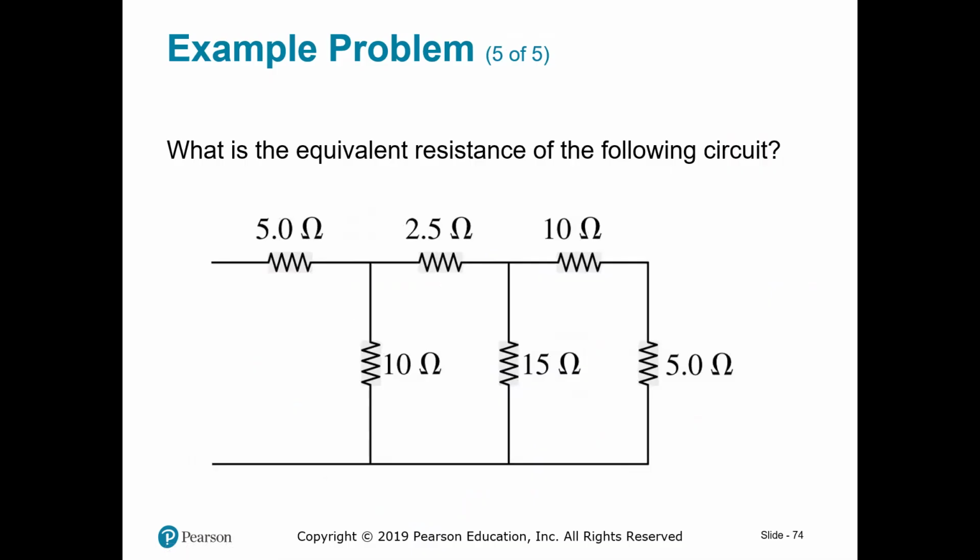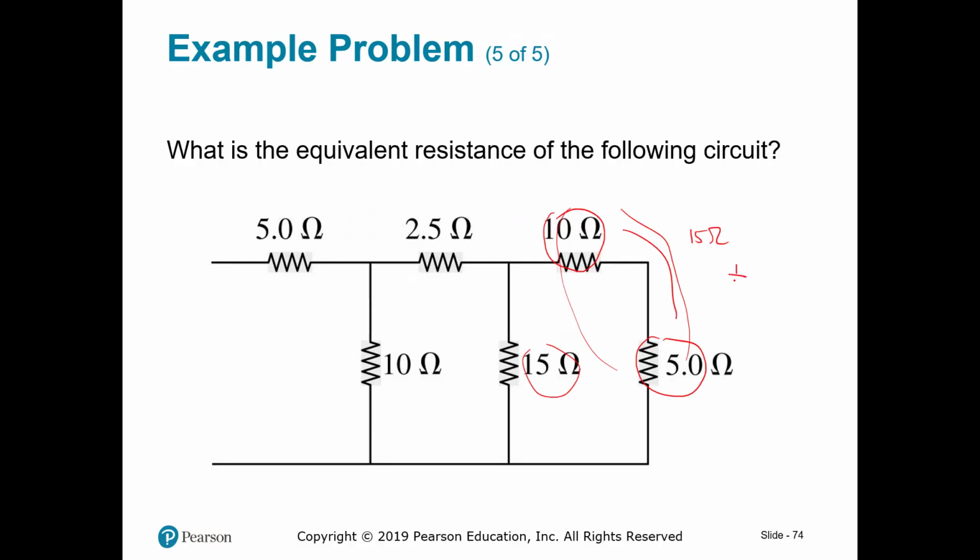Okay, last one. What is the REQ here? Again, we have to do it one by one. So then you see these two are in series, right? So these two combination will be 15 ohm. And then this 15 ohm and this one are in parallel, right?